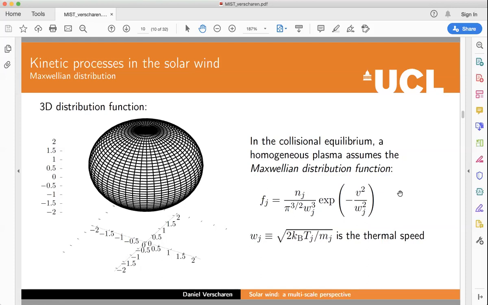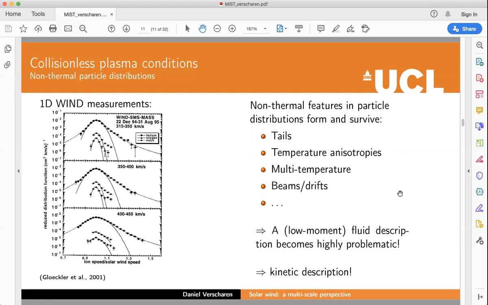Now let's look at the solar wind and what we really see. The 1D case. So these are measurements now from Wind. This is the speed here, and here you see the value of the distribution function on this axis. These curves here, they are the nice bell curves, right? If you show them in a logarithmic plot, then of course a bell curve would just be a parabola. But these are basically the 1D Maxwellian curves.